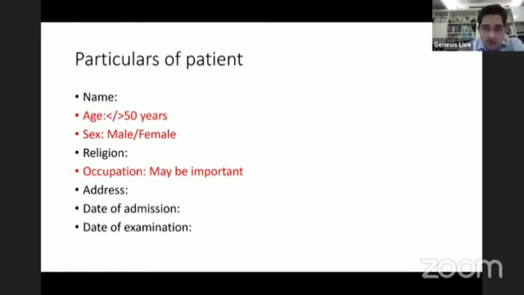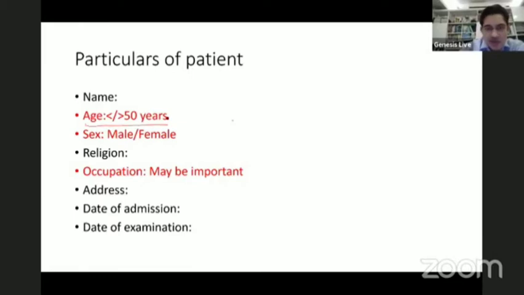So today I would go through it in a short manner, but if you concentrate, I think the basics would be very clear to you. Okay, let's start. First, we start with the particulars of the patient. Age is always very, very important. For example, what is the importance of age in a case of right iliac fossa mass?